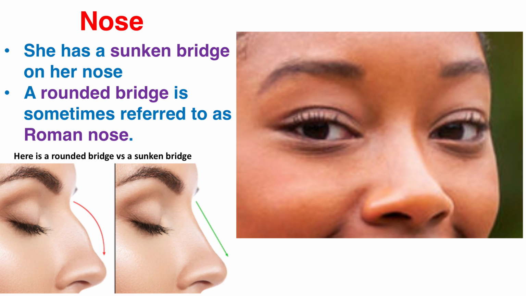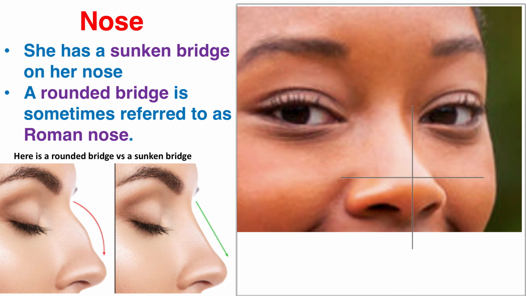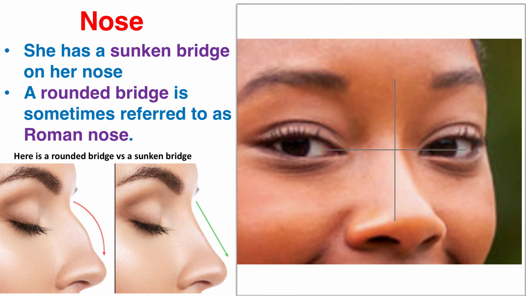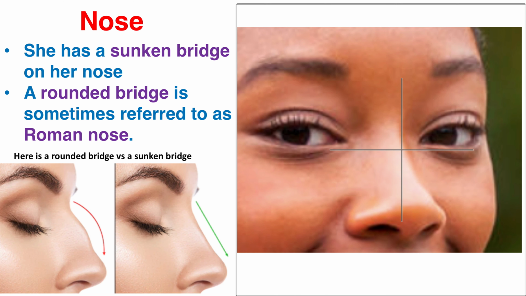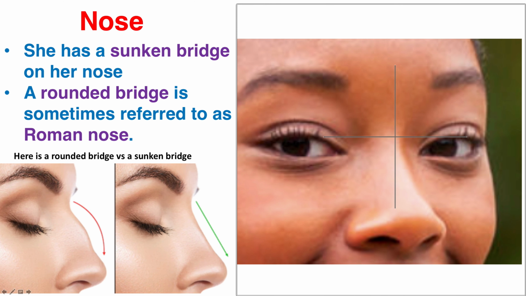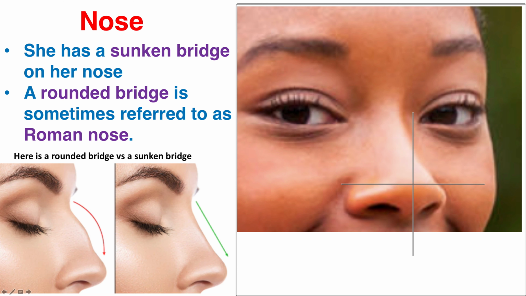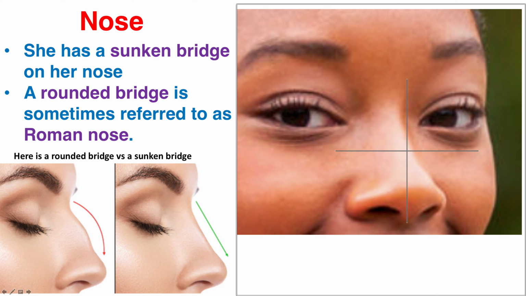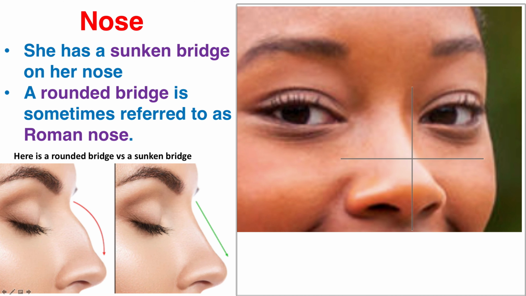What did you have to say about her nose? So looking at her nose, this is called the tip of her nose, and this is the high point of her nose. And then this part here is called the bridge. So the bridge goes from the tip up between the eyes. And so here is the tip, and we can describe this as a sunken bridge because her bridge is below the tip of her nose.